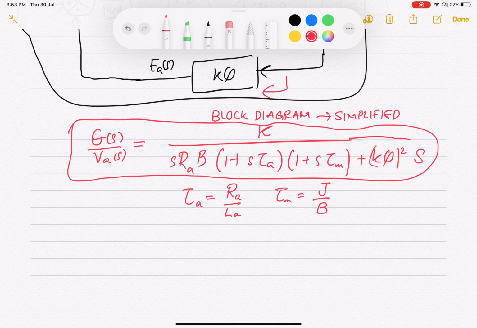So what does this transfer function tell us? It tells us what is going to happen to the angular displacement theta s if there is some change in the voltage, right? So we know the relationship between theta s and VA s, and once we know this relationship, we know exactly what to do with VA s, right? So VA s is actually what goes into the motor, and theta s is what you get actually from outside.